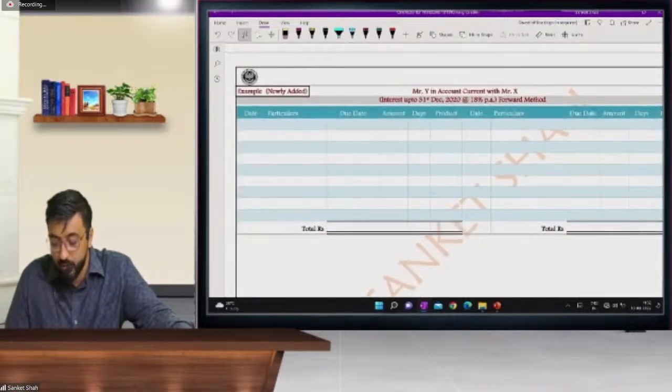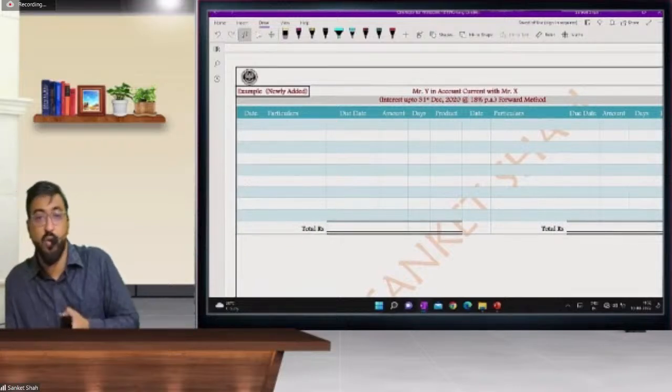Y in account current with X, this is what is written. So now we are going to solve the forward method.